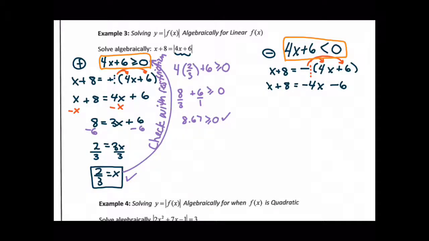So now to solve for x, I would do the same thing and put the x's on the same side, and the numbers on the same side. So this will become 5x plus 8 is equal to negative 6 minus 8 like that, and then divide by 5.